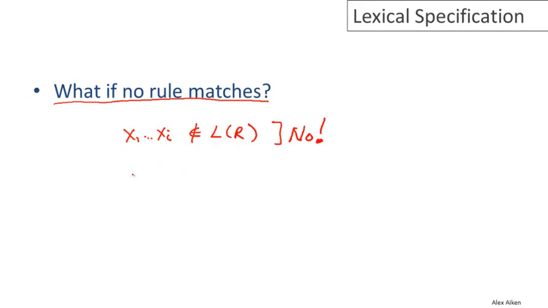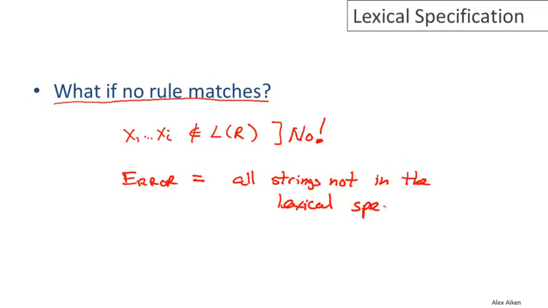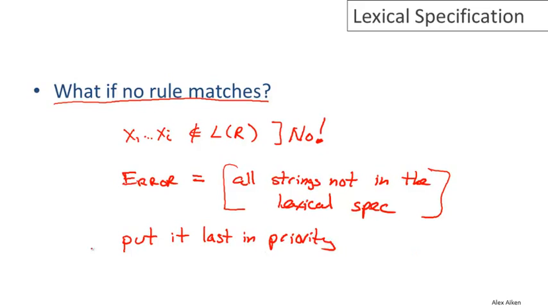Okay, so what we want to do instead is to write a category of error strings. So all the strings not in the lexical specification of the language. So we write out a regular expression. Again, this is another regular expression here for all the possible erroneous strings that could occur as invalid lexical input. And then we put it last. Put it last in priority so that it will match after everything else matches.